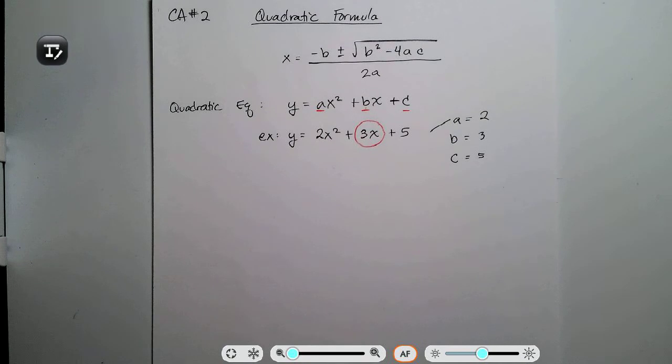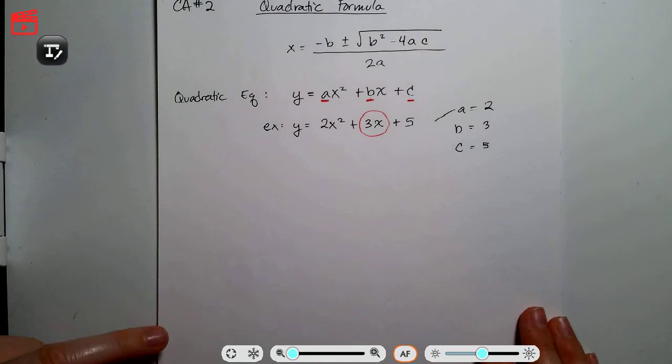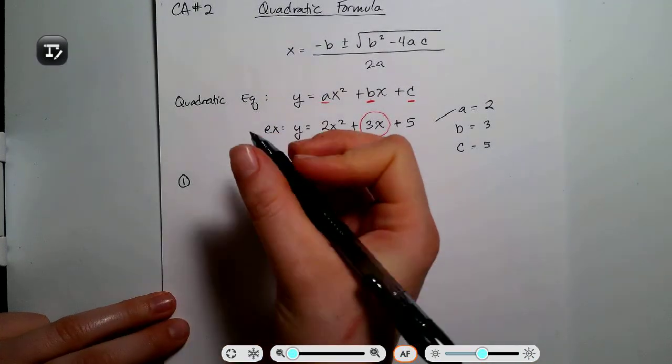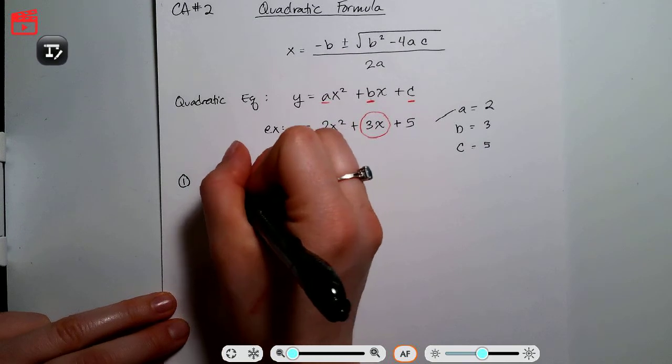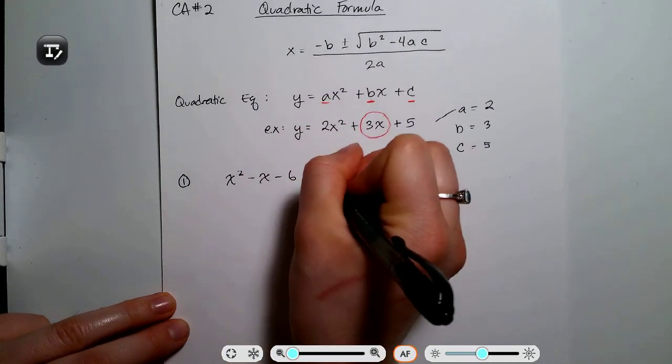All right, so let's take a look at a problem. We'll do one on this class activity, and then we're going to end up doing one on the other class activity. So here we go, using the quadratic formula. We have x squared minus x minus 6 equals 0.